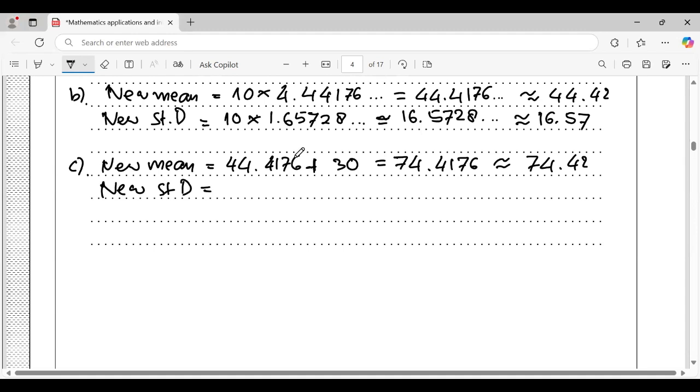And the new standard deviation remains the same, because adding a constant to the data points does not affect the spread of the data. So the standard deviation is still 16.57.